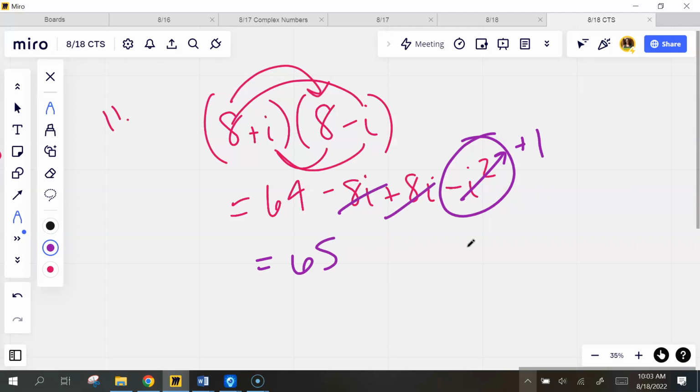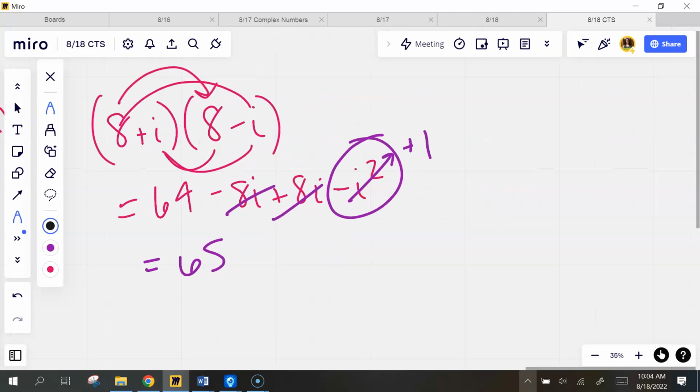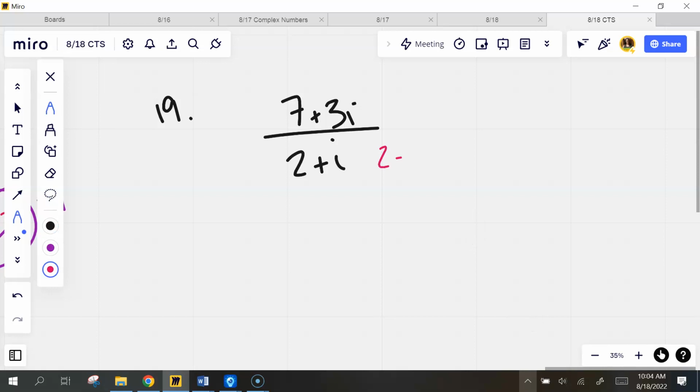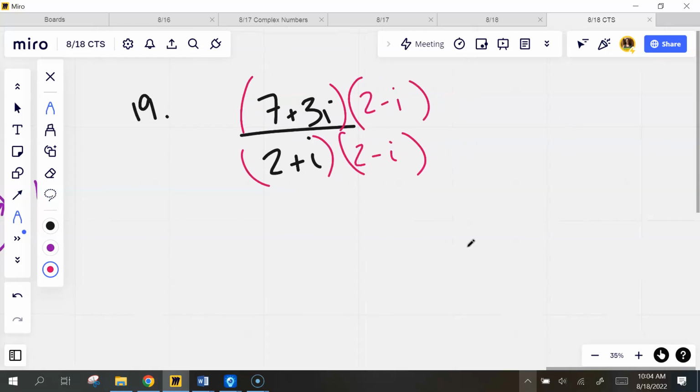19. Not only can I do it, Sullivan, I will do it just for you. 19. 7 plus 3i over 2 plus i. Complex number in the bottom means that I need to multiply by the conjugate, top and bottom. What's the conjugate here? 2 minus i, 2 minus i. I should really do it like this so it's nice and proper. Gross, lots of multiplying, but here we go.